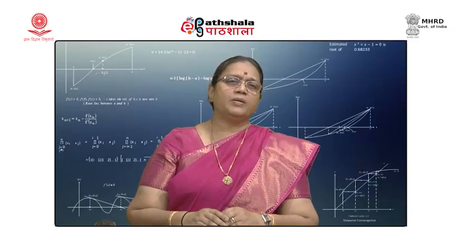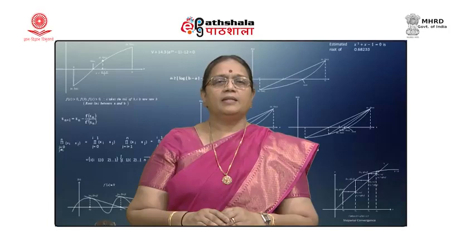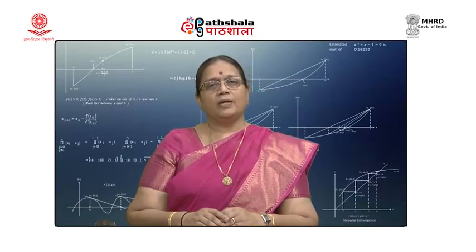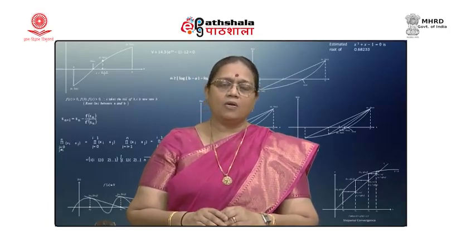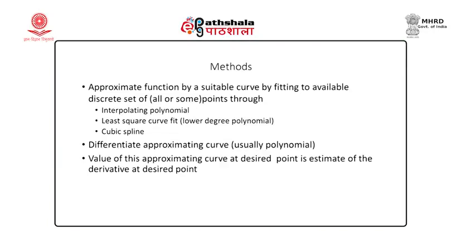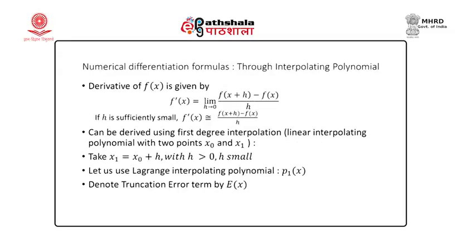Many times, if the interpolating polynomial is not suitable in the case of numerical differentiation, then a least square lower degree polynomial may be fitted, or a cubic spline interpolation polynomial may be fitted. So, the method is that we approximate by either an interpolating polynomial, a least square curve fit lower degree polynomial, or a cubic spline, and we differentiate that curve. The value of this approximating curve's derivative at the desired point is the estimate of the derivative at the desired point.